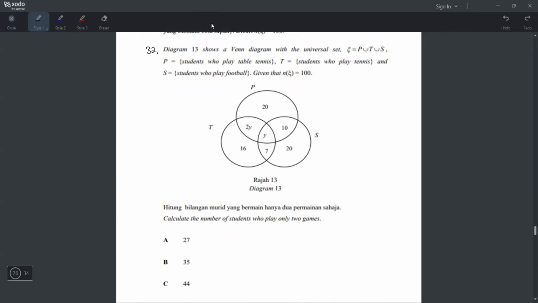Okay, let's do number 32. Diagram 13 shows a Venn diagram with universal set P union T union S. Okay, this one is not important. And then P is students who play table tennis. So I will label P table tennis, ping pong lah. Okay, T is students who play tennis. So T label tennis. And then S is students who play football. So football, soccer. Okay, now it says given that n universal is 100.